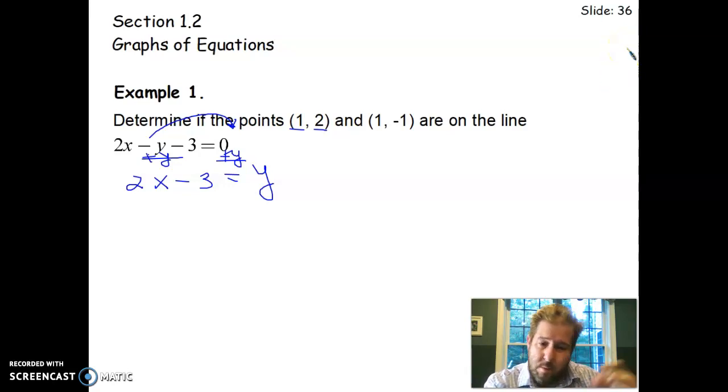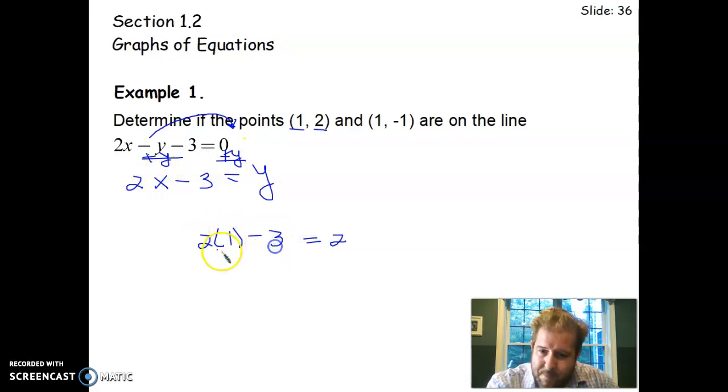It's either above it or below it, or to the side of it. So I'm simply going to test each one by putting in for x and y. So 2 equals 2 times 1 minus 3. 2 times 1 is 2. 2 minus 3 is -1, and -1 does not equal 2, so this point is not on this equation.